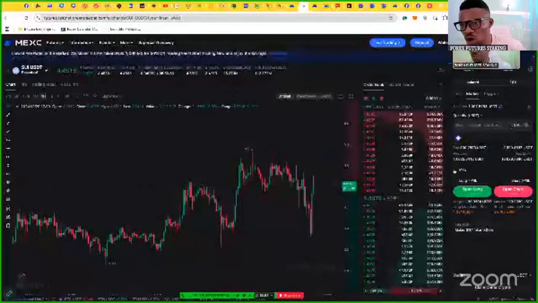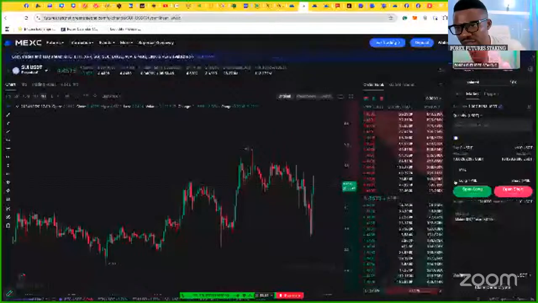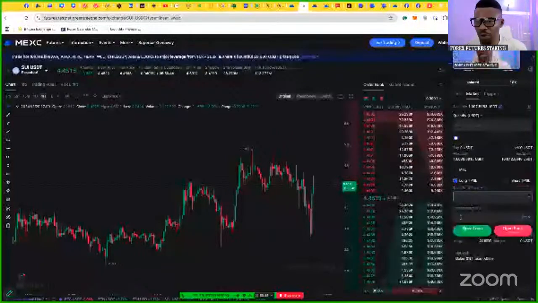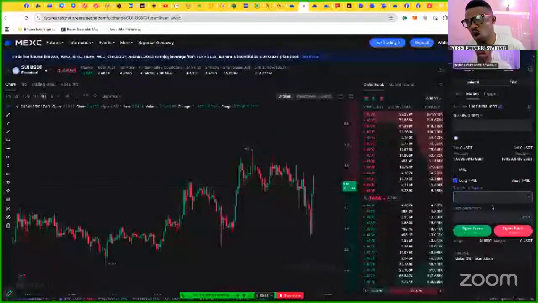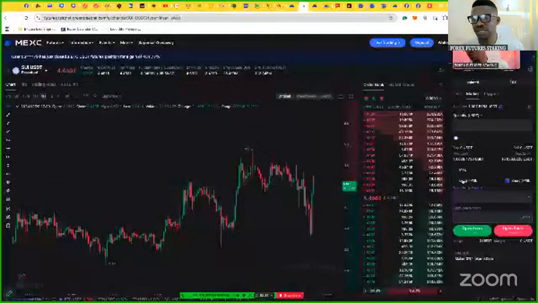It permits you also to select take profits and stop loss for long position, or take profits and stop loss for short position, as the case may be, before you pull the trigger, either open long, which is buy, or open short, which is same as sell.